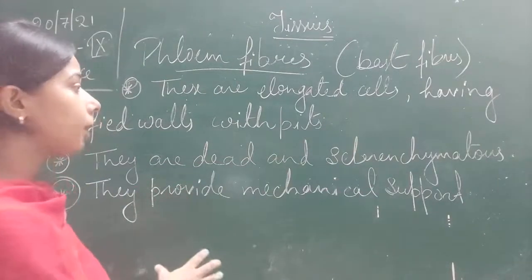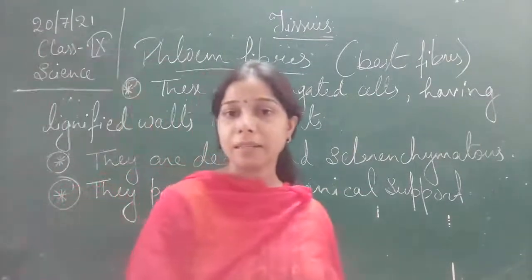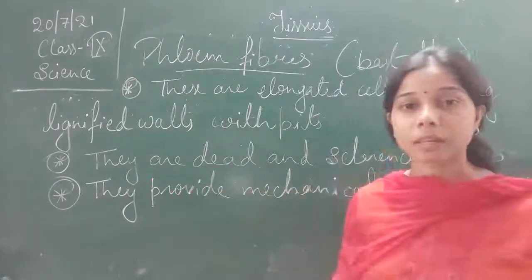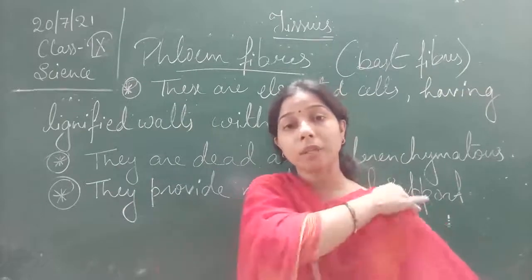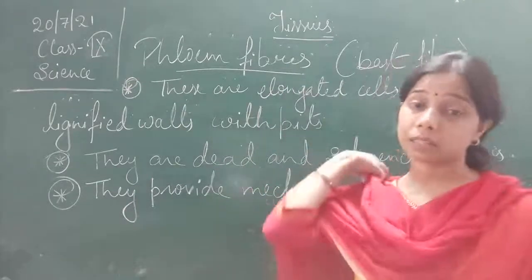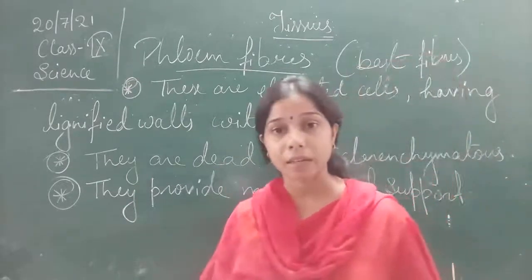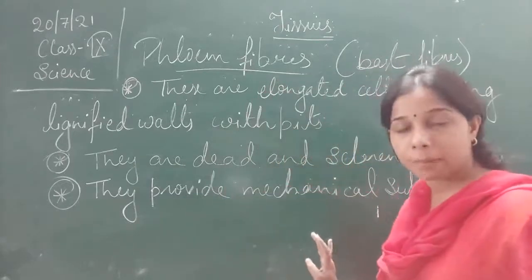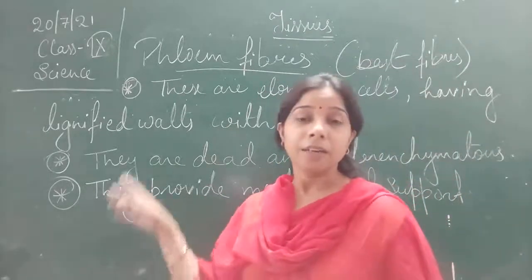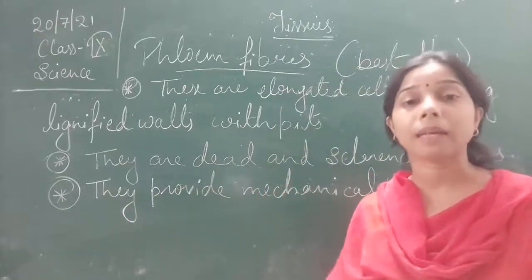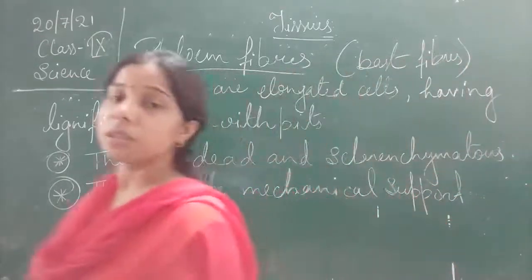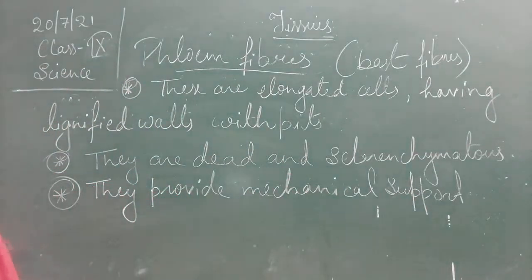So the phloem fibers are elongated cells. The walls are lignified. The lignification is done due to which the cell is dead, and you know that this lignification we have seen in case of sclerenchymatous tissue. So it will be sclerenchymatous also. And if it is dead and sclerenchymatous, what will be its role? Its role is to provide mechanical support to the plant. So this is the function of the phloem fiber.